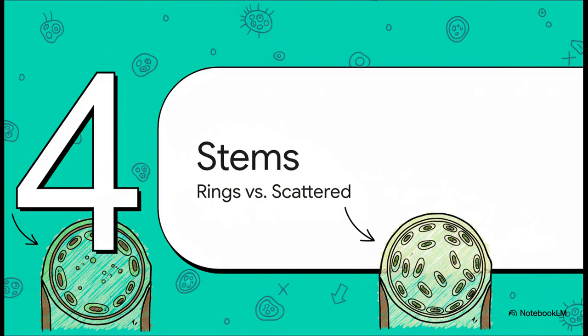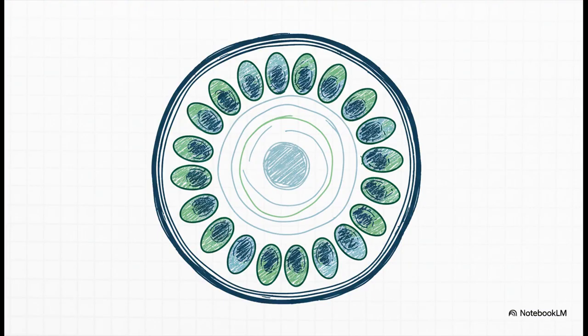All right, let's move on up the plant and check out the stem. And let me tell you, the difference here is not subtle at all. In fact, it's probably one of the most famous ways to tell these two apart. In a dicot stem, those vascular bundles are arranged in this beautiful, orderly ring. It's so neat. And this organization is their secret weapon.